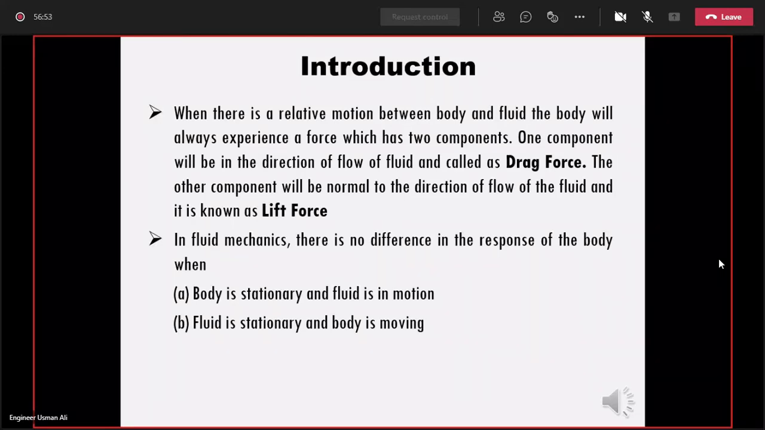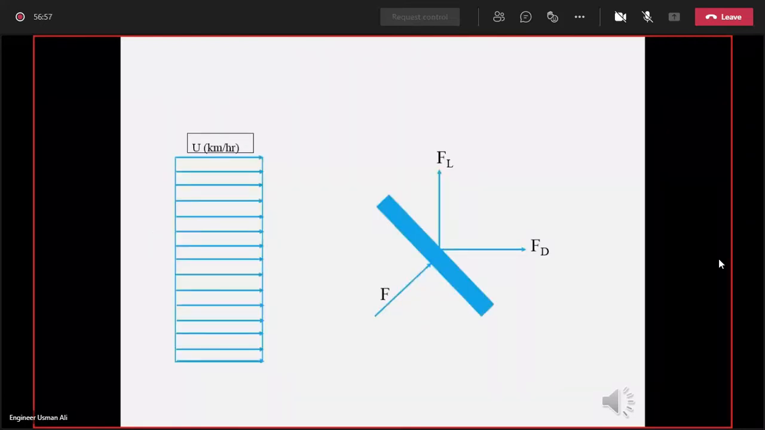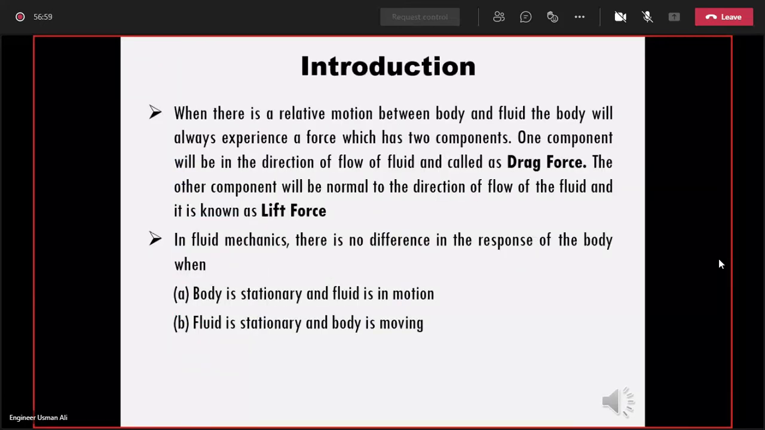So in both scenarios in fluid mechanics, there is no difference actually whether the fluid is moving and the body is at rest, or the body is moving and the fluid is at rest. In both cases the forces that act are taken as the same in fluid mechanics. In terms of fluid mechanics, these forces are considered the same.